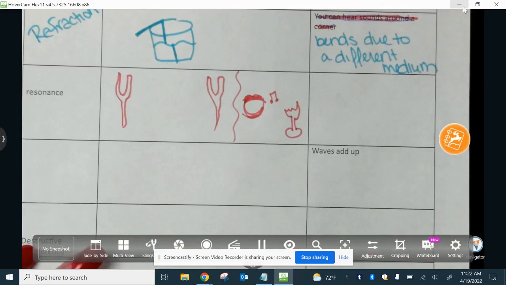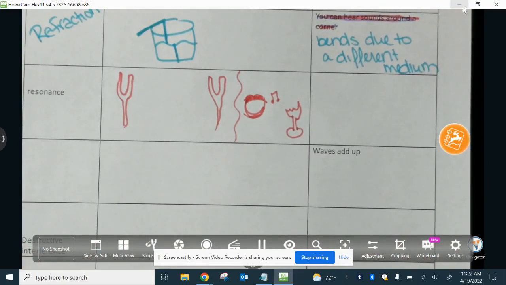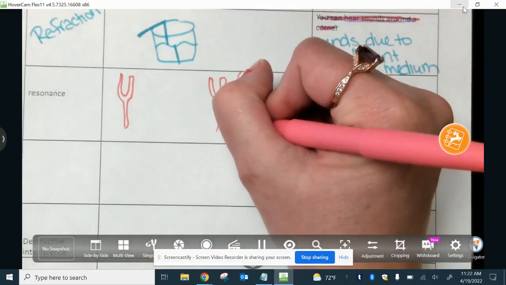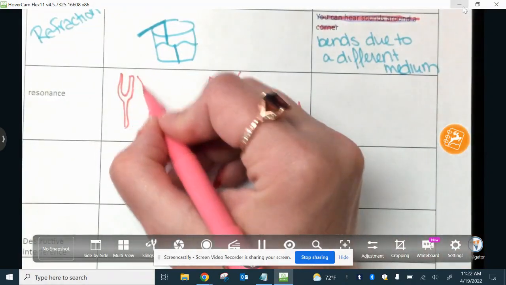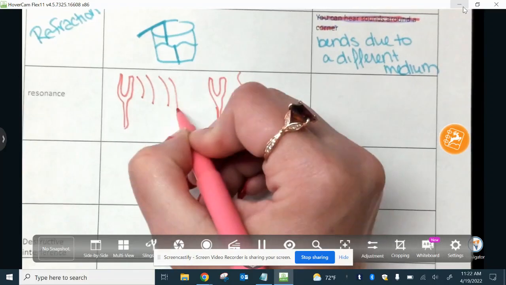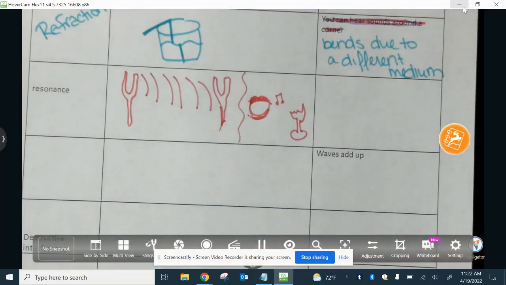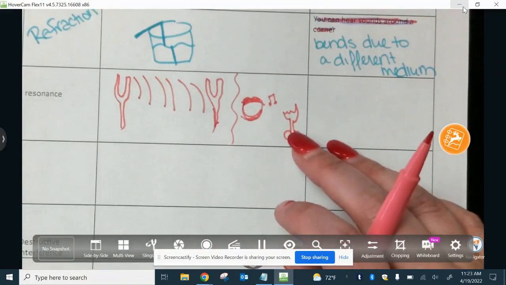Okay, that's supposed to be a glass. All right, so resonance is a natural vibration. And so here I have my two badly drawn tuning forks. If they were both at the same frequency, the vibration of one could cause the vibration of the other. Or my opera singer breaking the glass.